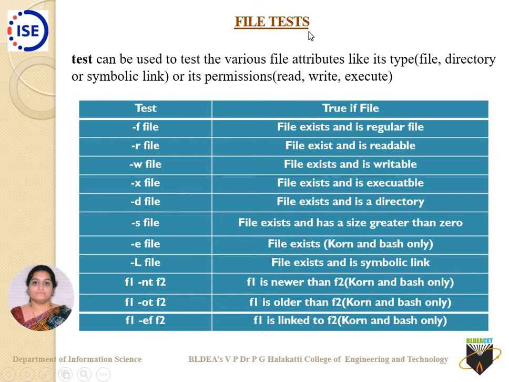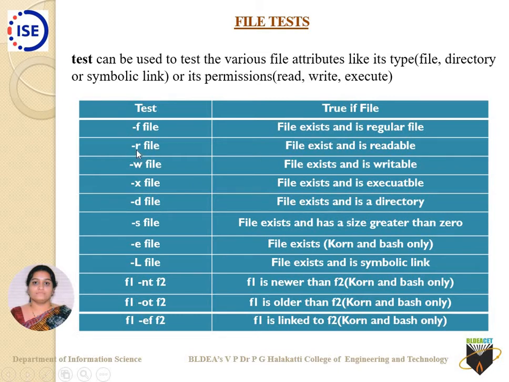Okay, so file tests check for different occurrences with whatever file name you provide. For example, if I use a test called -f and in front of that I use a file name, it will check whether this particular file exists and is a regular file. It is true if the file exists and is a regular file.